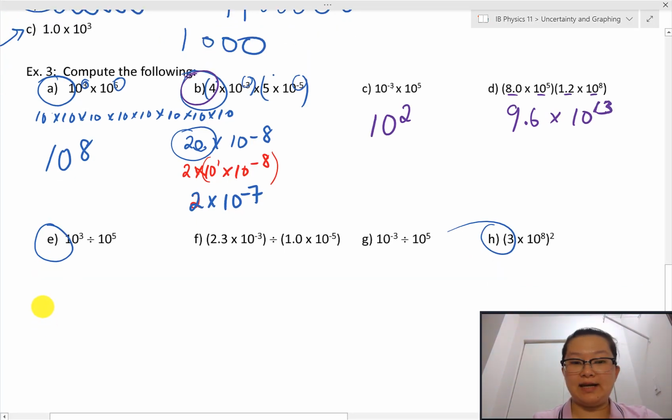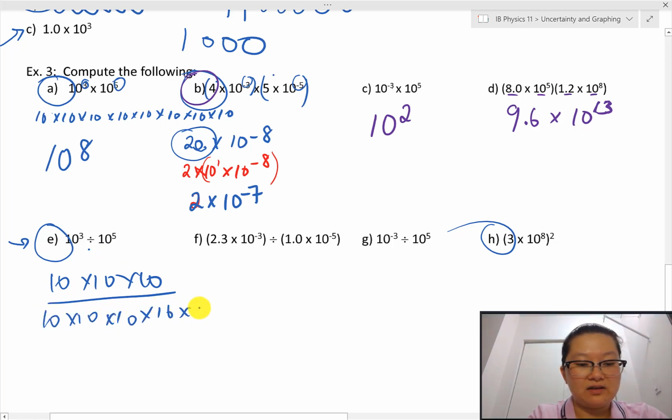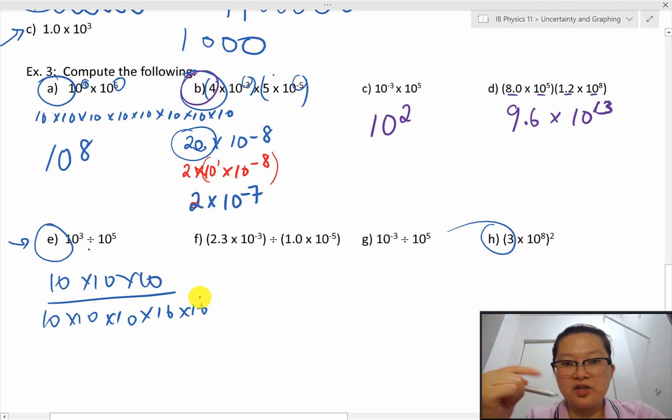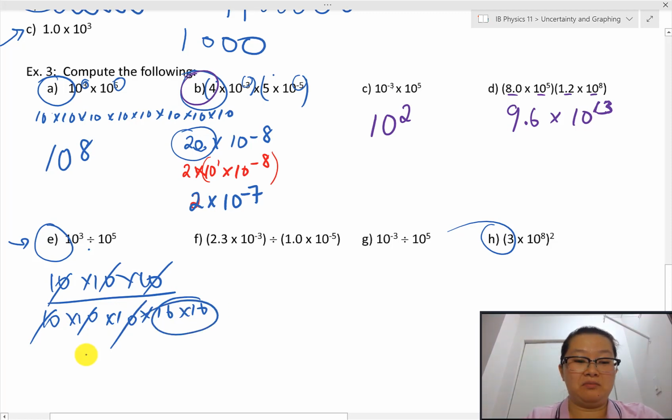Okay, now for E. Notice this line here is all division, okay? Now, when you divide, it's like this. I have 10 times 10 times 10. And then on the bottom, I have whatever I need to divide. So that's 10, 5 of them, okay? And then you know that whenever we have division, things tend to cancel out. This one cancels, this one cancels, this one cancels. I have 2 more 10s on the bottom. So that's essentially 10 times 10 on the bottom, that's 100. And we know 100 is just 10 to the power of negative 2.